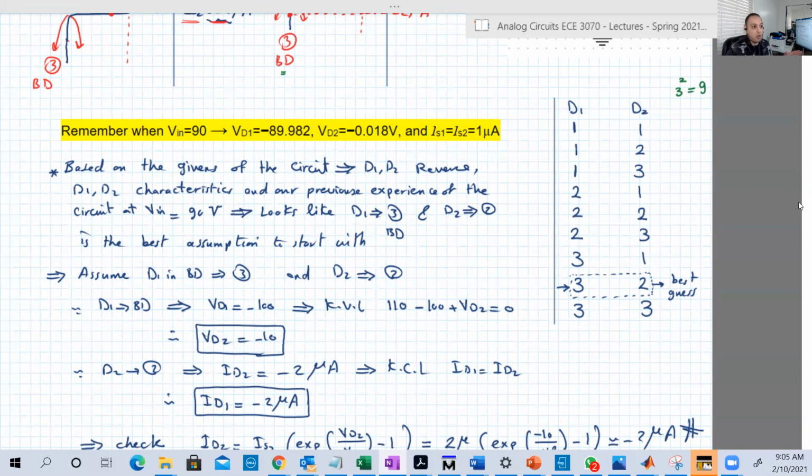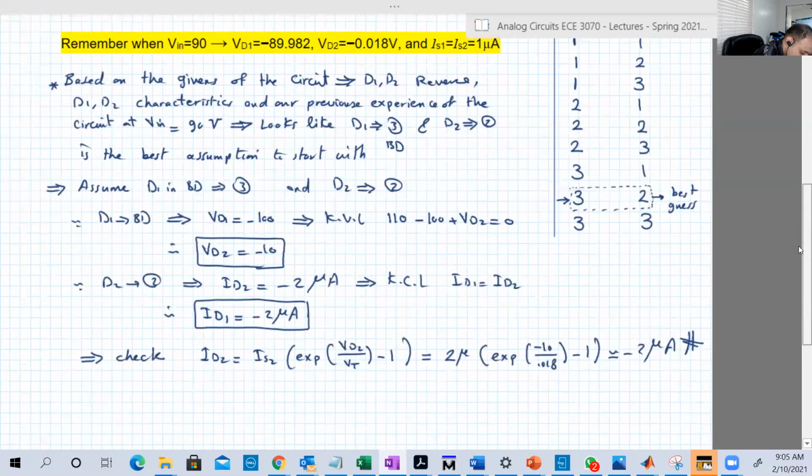If you want to go for each combination, I mean D1 and D2 in region 1, region 1, then region 1, region 2, and so on until you reach 3 and 3, you can do that. And I will do that now with you to convince you that each combination that you assume, other than the one that proves to be correct, will be wrong. Okay, so let's start with the first one.